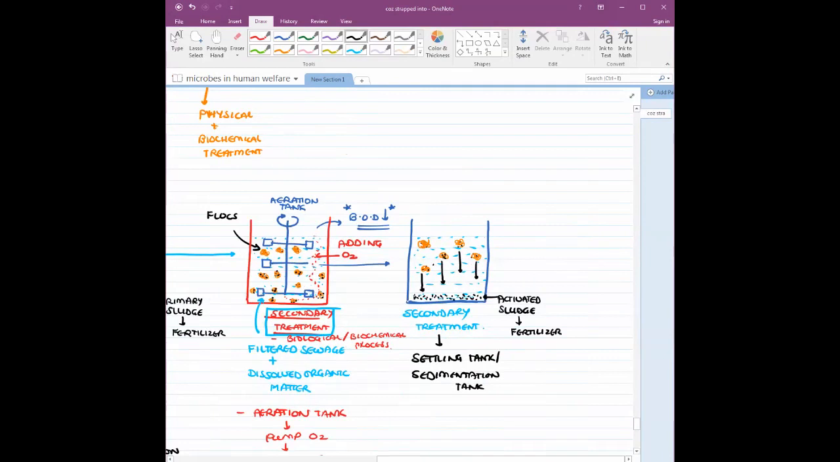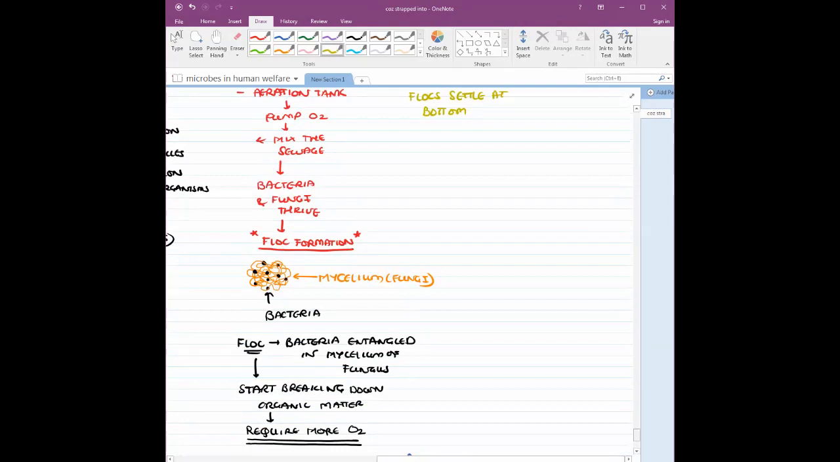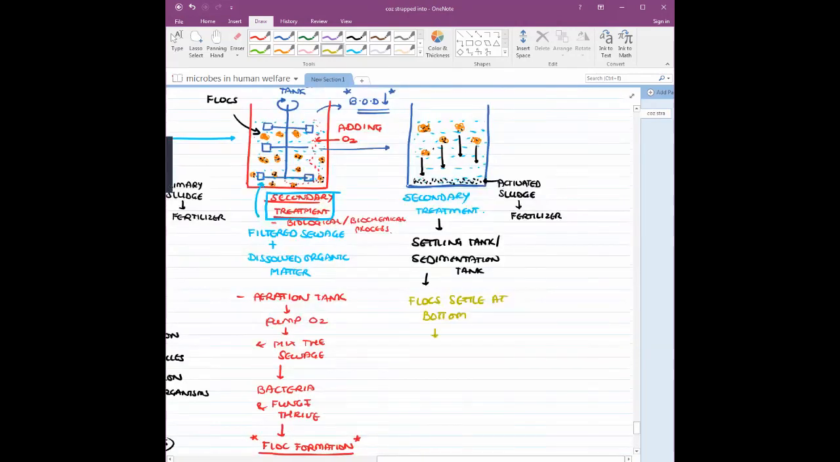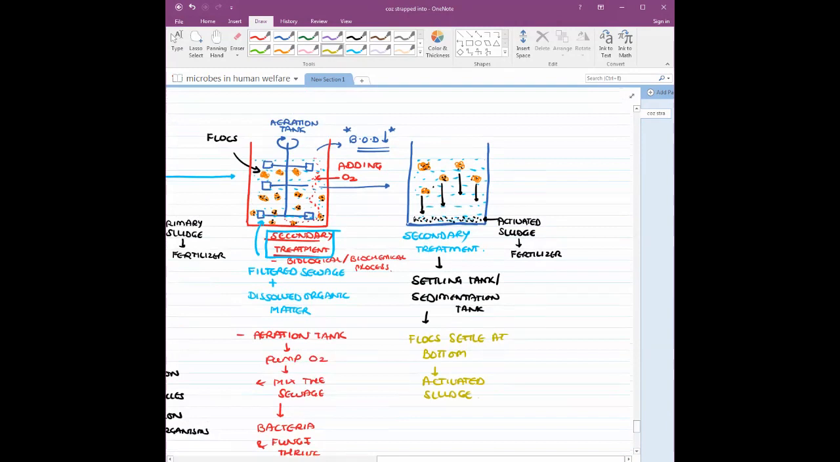So now what happens? See, some of the flocks have settled at the bottom. Let me just put it down out over here. So in this treatment, you are going to see that the flocks settle at the bottom and they are going to give rise to activated sludge.